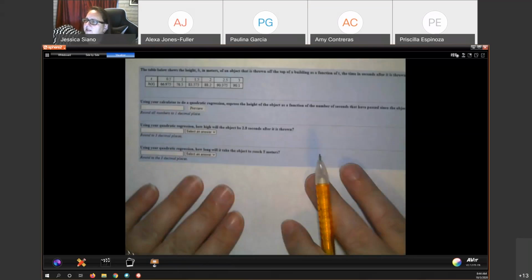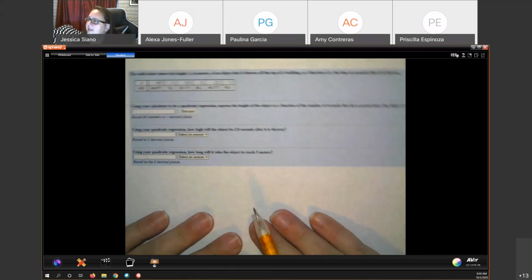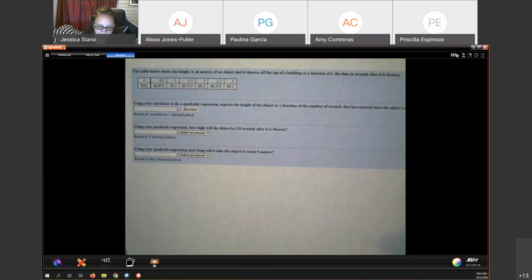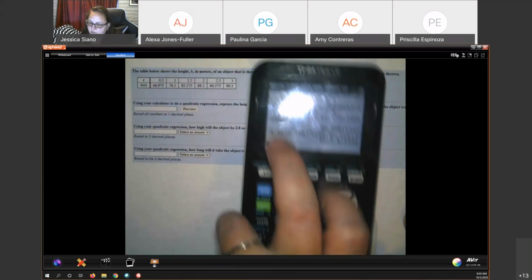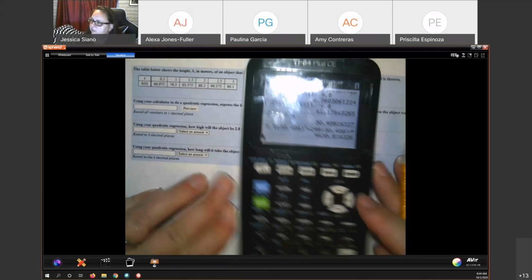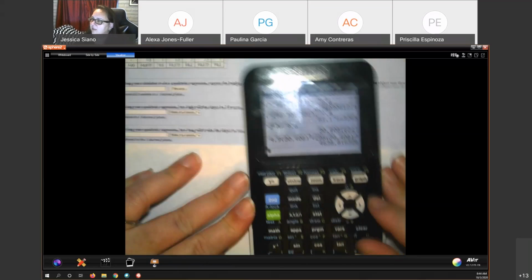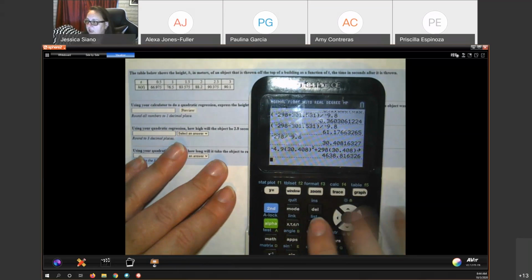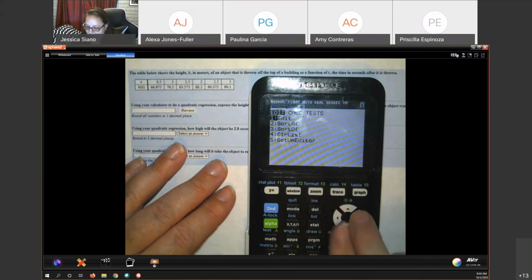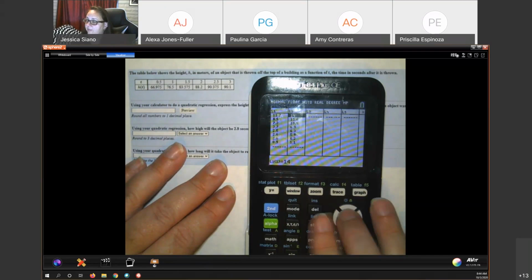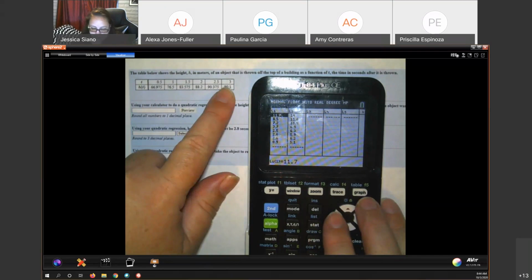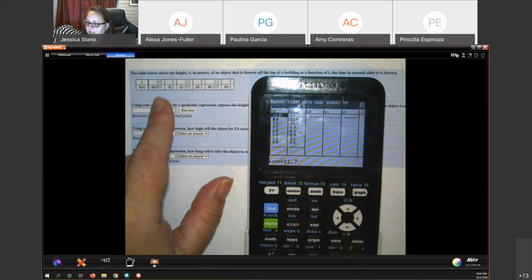And then last but not least, the table below shows H. So here we're going to use our calculator again for regression, just like we did last week or the week before, I can't remember. But this time we're going to do a quadratic regression. We start the same way as linear regression. Go to Stat, and then press Enter for Edit. And we're going to put T into L1 and H of T into L2.